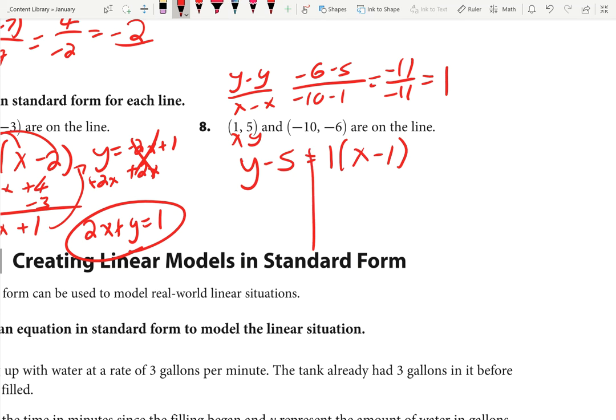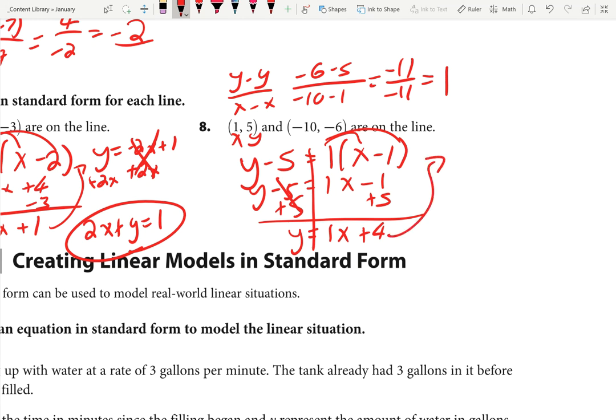So if I'm going to rearrange this into standard form, the first thing I'm going to do is distribute. So 1 times x is 1x, and 1 times negative 1 is still negative 1. So this is y minus 5 equals 1x minus 1. Let's add this 5 to combine it with the other constant. So this ends up being y equal to 1x. Now negative 1 plus 5 is 4, so positive 4.